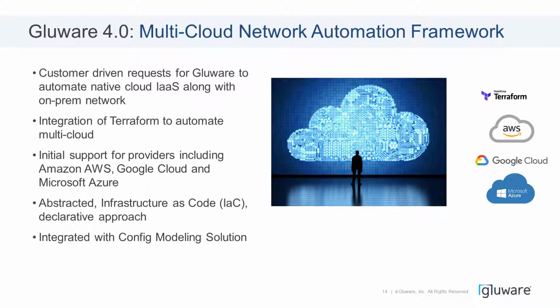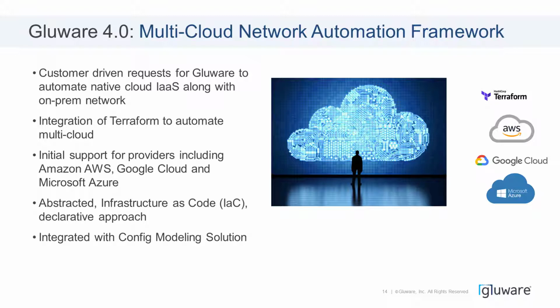So to dive a little bit deeper into the new multi-cloud network automation framework, customers have been driving Gluware towards this because they're automating their on-prem networks with Gluware, and as they look at automating one or more clouds for infrastructure as a service, they really want to automate that policy and network capability as it extends into the cloud. Several prospects we're working with were already looking at Terraform or beginning to use Terraform because it does provide that abstraction and the ability to automate multi-cloud through consuming those cloud APIs.